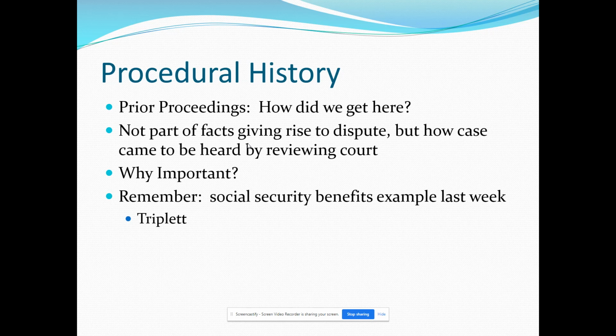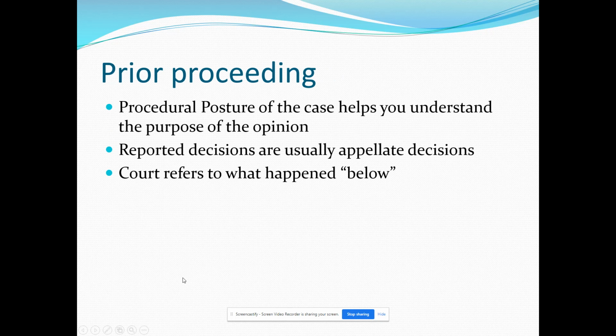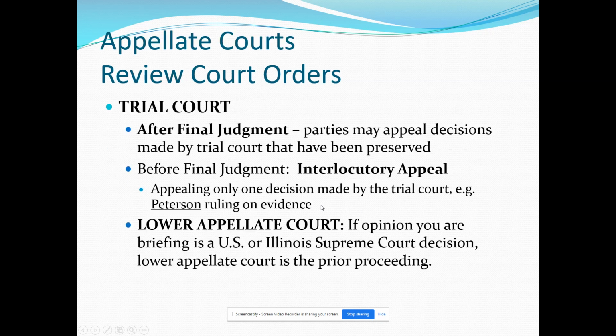Okay, so remember, it can be important because it can actually be what the court is reviewing here. And sometimes the procedure gets super complicated if you look back to that Triplett case where the Social Security benefits, there were 2 appeals from the Social Security benefits, and then it was appealed to the court and blah, blah, blah. Remember, usually your reported decisions are appellate court decisions. So they're talking about what's here. So that's what's in this decision that they're writing. And if they talk to what happened prior, they call that below.